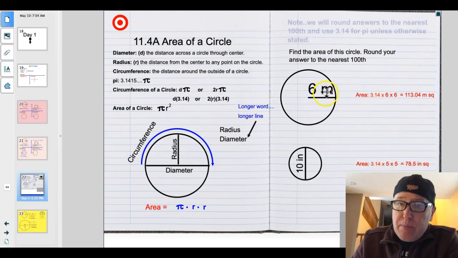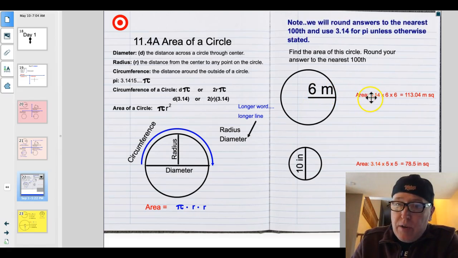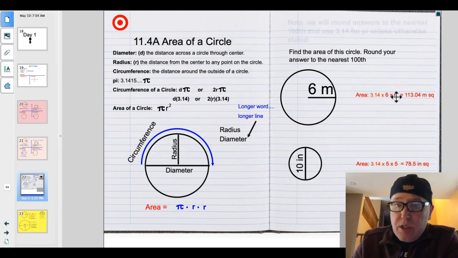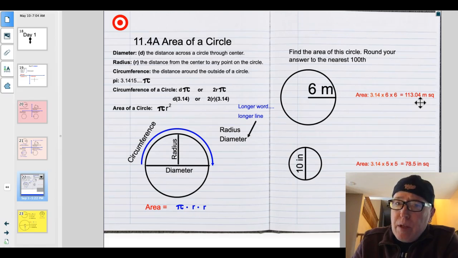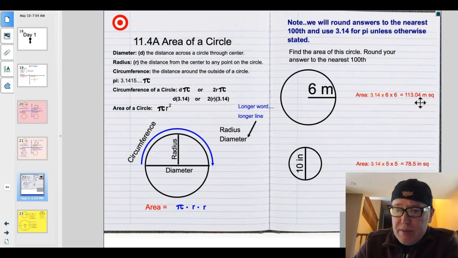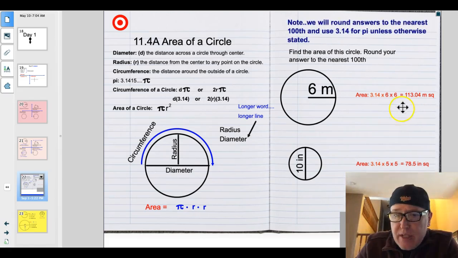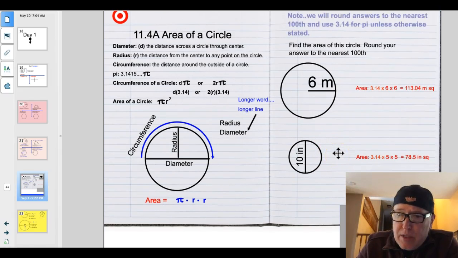So we're just going to take pi r squared here. The radius is 6. So the area is going to be pi, 3.14, times 6 times 6. Just pop it into your calculator. You have 113.04. This is already rounded to the nearest hundredth, so we're fine right there. Okay, again, we're always going to be using pi as 3.14, working through all of our activities and tests and quizzes and everything.